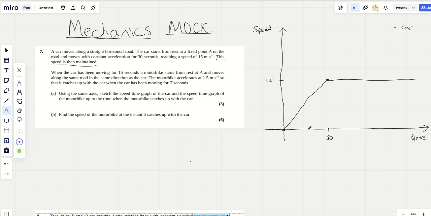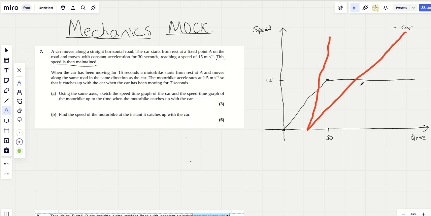When the car has been moving for 15 seconds, a motorbike starts from rest at A and moves along the same road in the same direction as the car. And the motorbike accelerates at 1.5 meters per second squared so that it catches up with the car when the car has been moving for t seconds. Now, I suppose the first thing you might ask yourself is, is the motorbike going to be going like this, or is it going to be going like that?